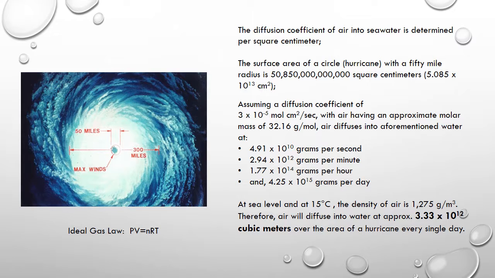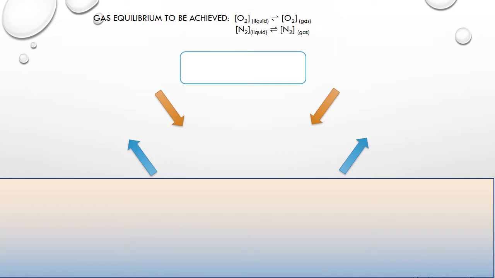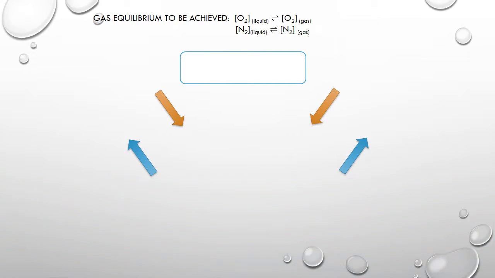If the diffusion coefficient is 3 times 10 to the negative third, that correlates to 3.3 times 10 to the 12th cubic meters of air being drawn into the ocean every day under that hurricane. That's 3.3 trillion cubic meters of air. Gas solubility increases as depth increases.